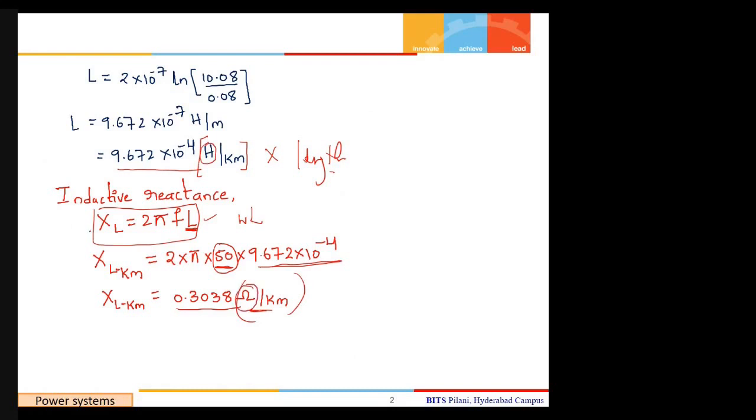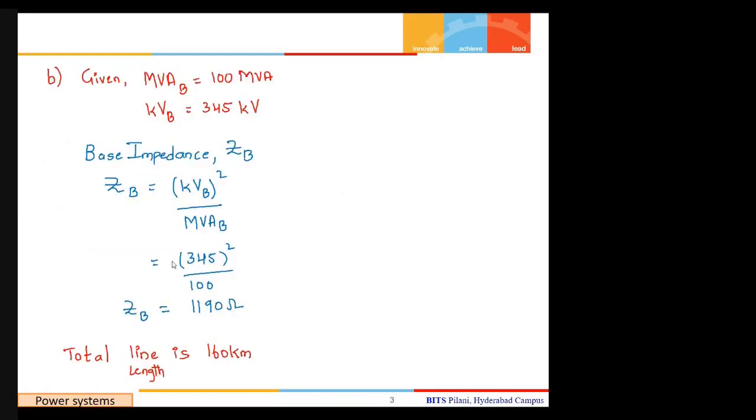In the problem, sometimes we will be asked to calculate the inductance, and sometimes the inductive reactance. In that case, we have to perform one more step to find the inductive reactance of the line. Now coming to the per unit system, we were given the base values. The base value is 100 MVA with 345 kV. Now the base impedance of the line.